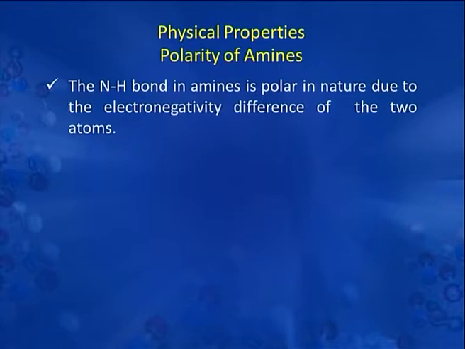Aromatic amines are very easily oxidized by air, and although most of them are colorless, in pure conditions they develop color due to oxidation in presence of air. Amines show polarity. Polarity means difference in the electronegativity. If you look at the N-H bond in amines, the two atoms nitrogen and hydrogen have different electronegativity. As a result, the N-H bond in amine is polar in nature, and the overall molecule shows polarity.